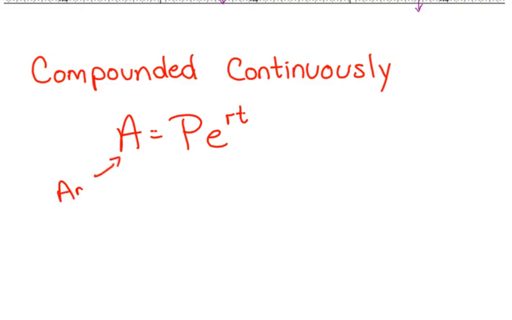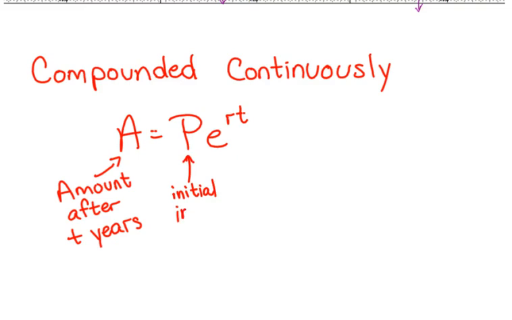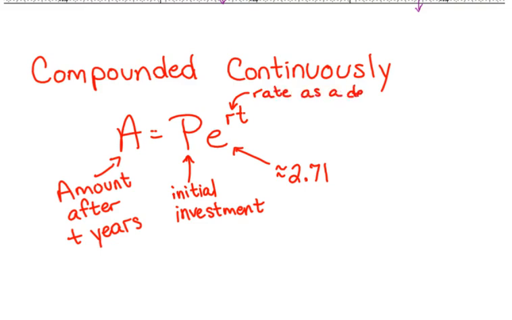Okay, and the variables mean the same thing. A is the amount after a certain amount of time, after t years. P is your initial investment. E is a number on your calculator. I know it looks like a variable, but it is actually a number. It is approximately 2.71. It has lots of applications in the real world, but you just use the button on your calculator. R is your rate as a decimal, as it was before. And T is the number of years, just like before.